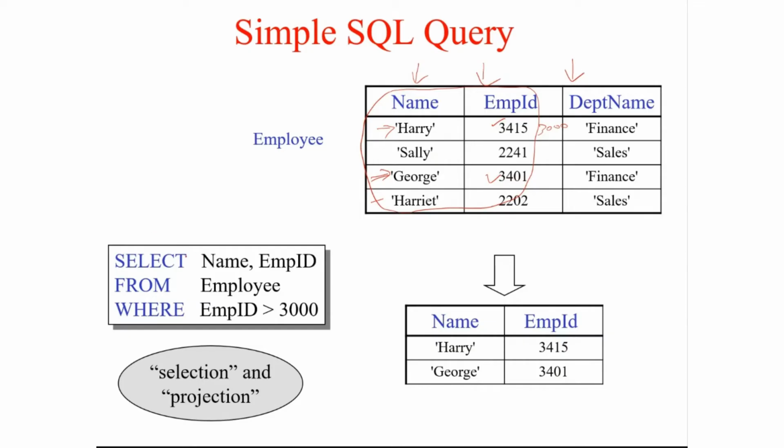So how would you write this query? You would write it like this: select name, employee ID from employee where employee ID is greater than 3000. If you write this query, it will give the selective results.